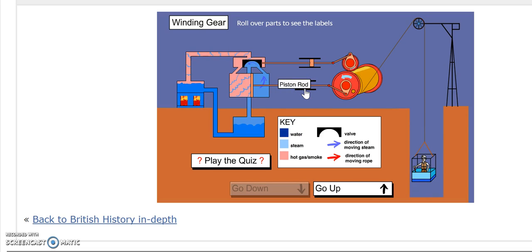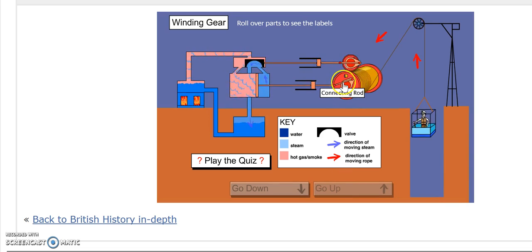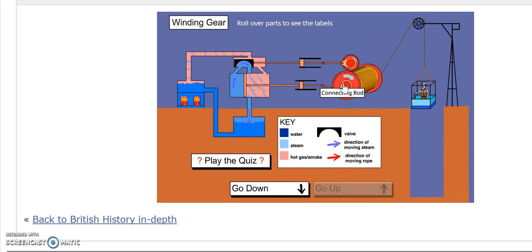And when it moves, the winding drum rotates. The winding rope is connected with the winding drum and the headgear pulley. The headgear pulley is combined with the headgear. So when the drum rotates, the winding drum pulls the mine cage for men and materials up and down.